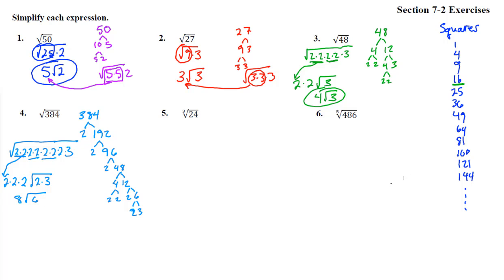Now I know what I could have done here. It turns out that this is 64 times 6. Wow, look at that. I didn't even know that was going to happen. And so, yeah, sometimes it takes a little work.